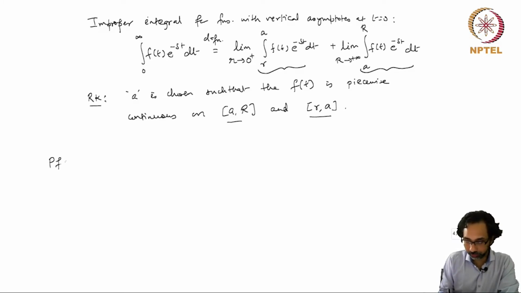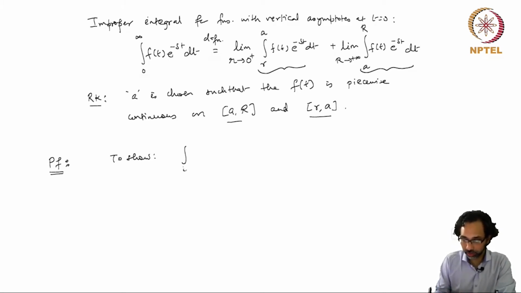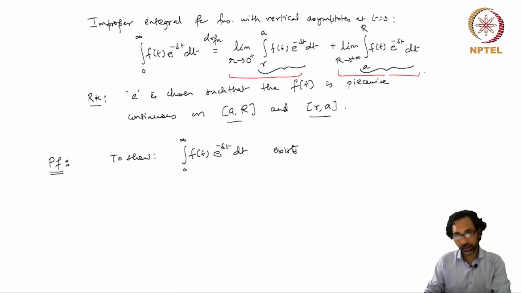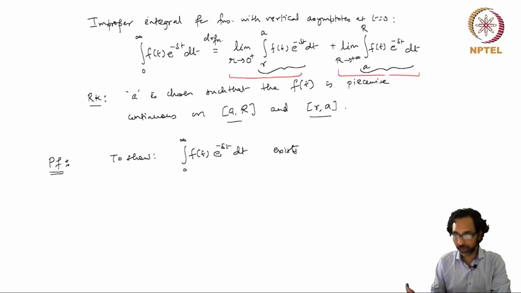So to prove our theorem, we need to show that this integral from 0 to infinity of f(t) e to the power minus st dt exists, meaning that both these limits in this definition exist and are finite. Okay, so let's see how it's done. It's a little bit tricky, so please pay careful attention.